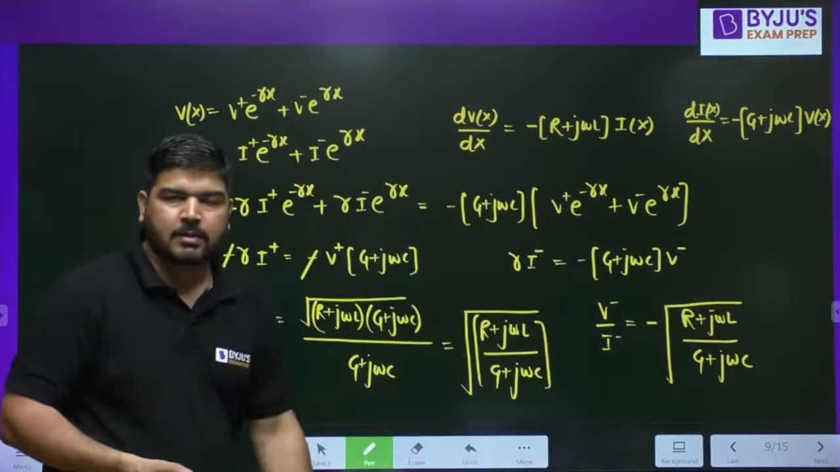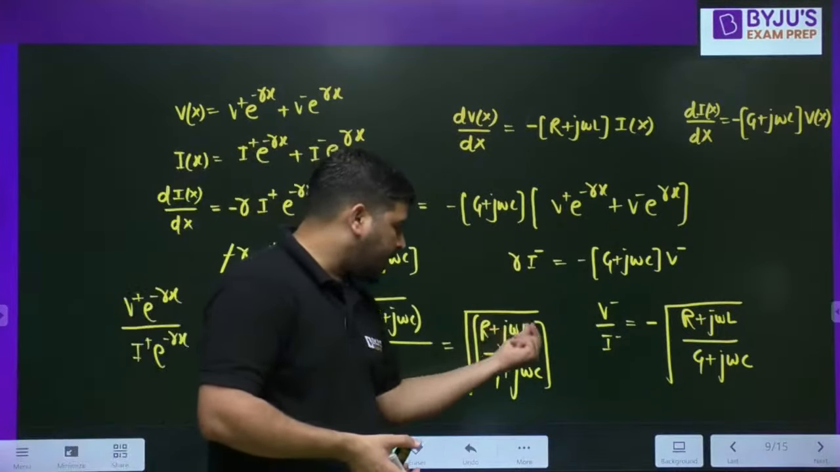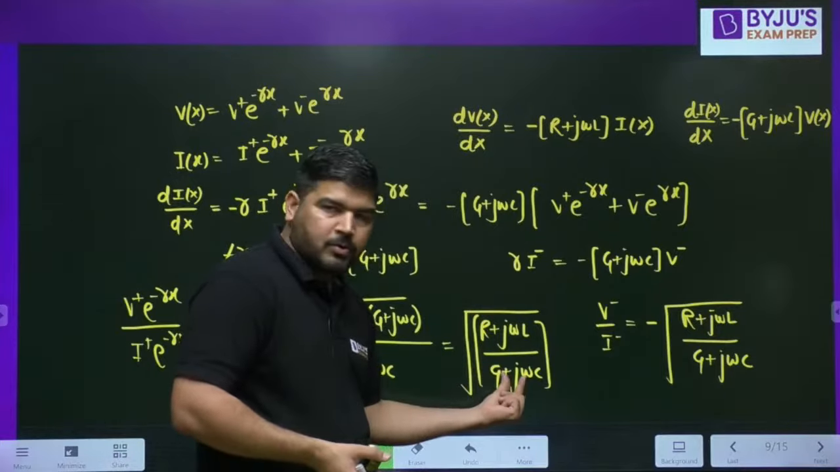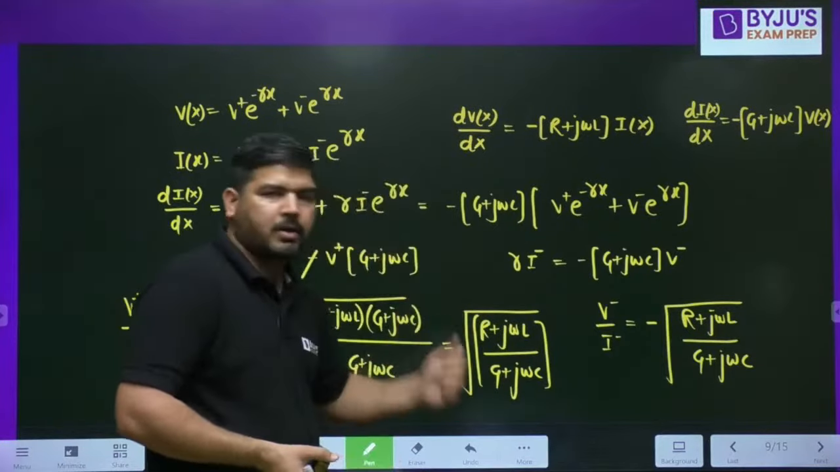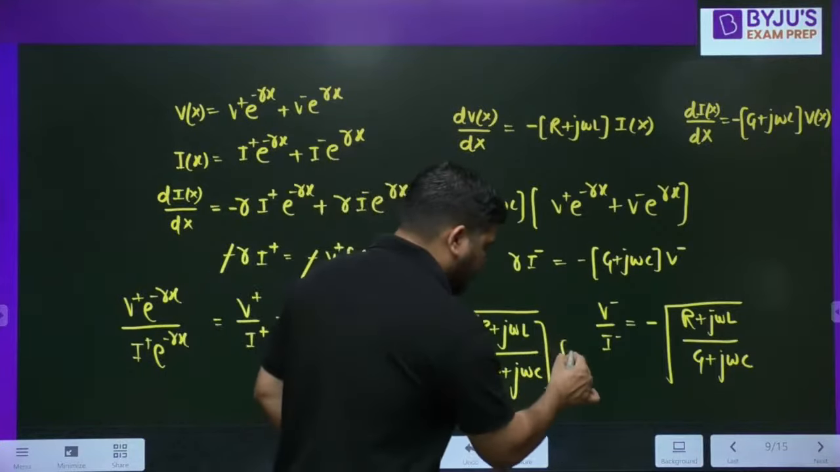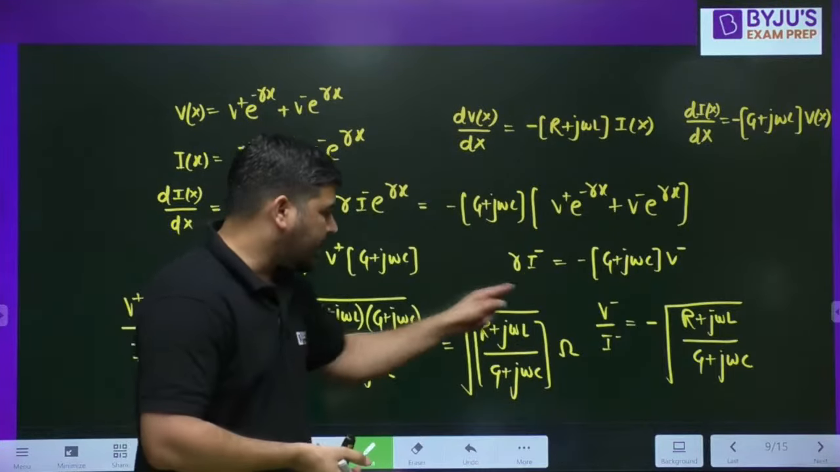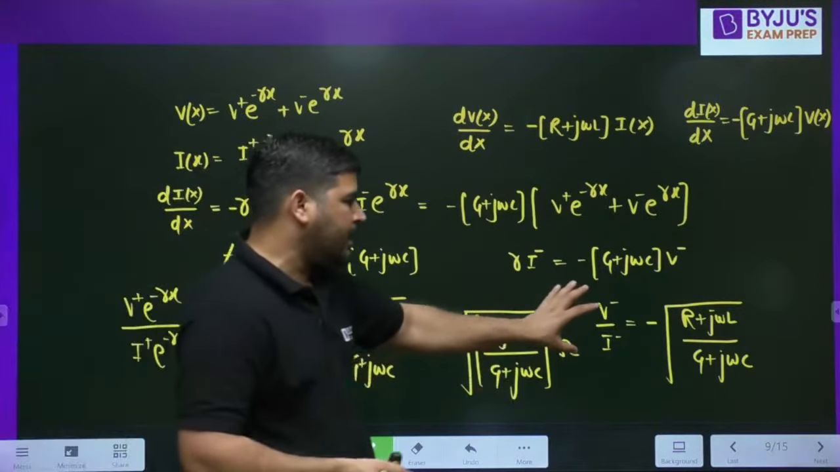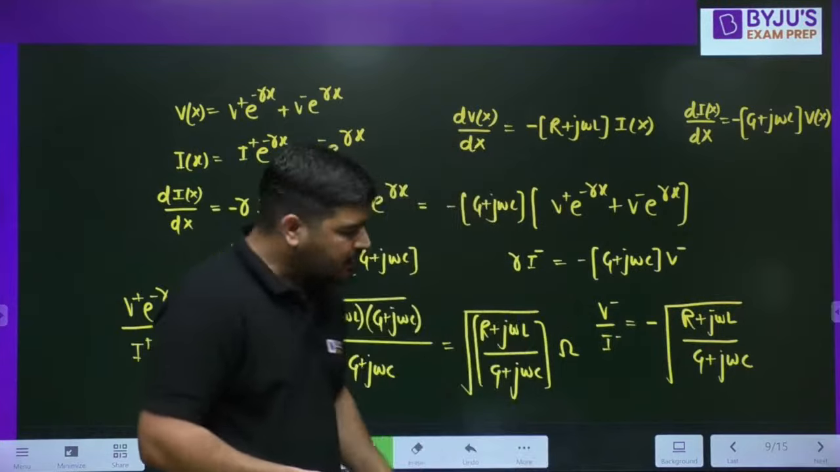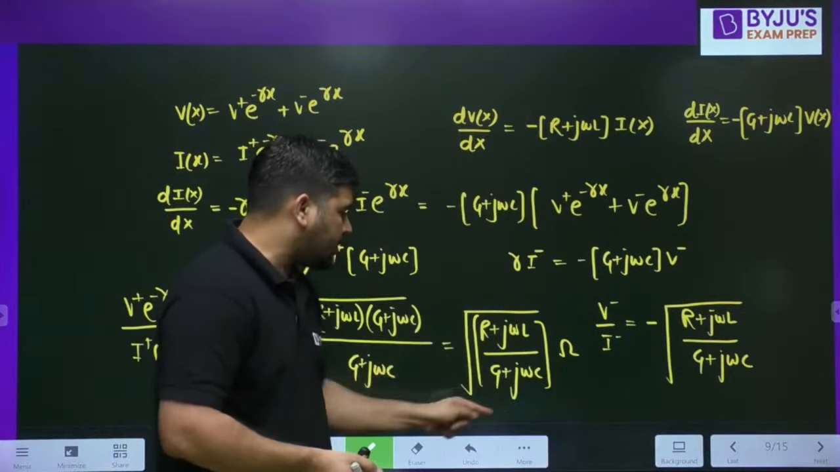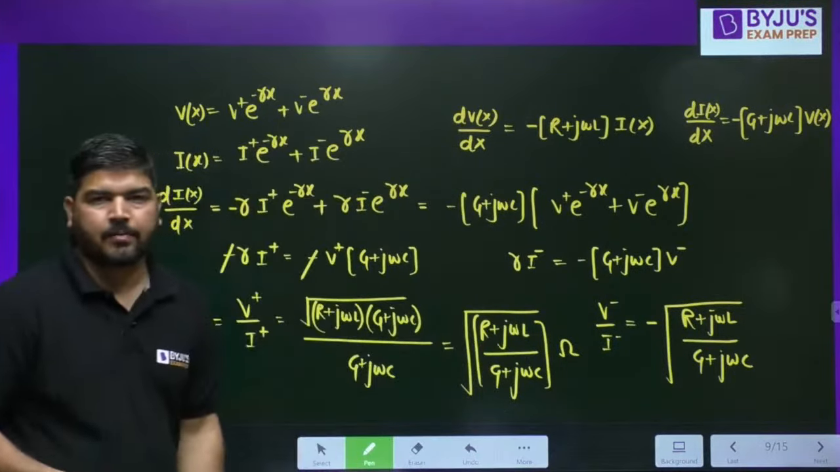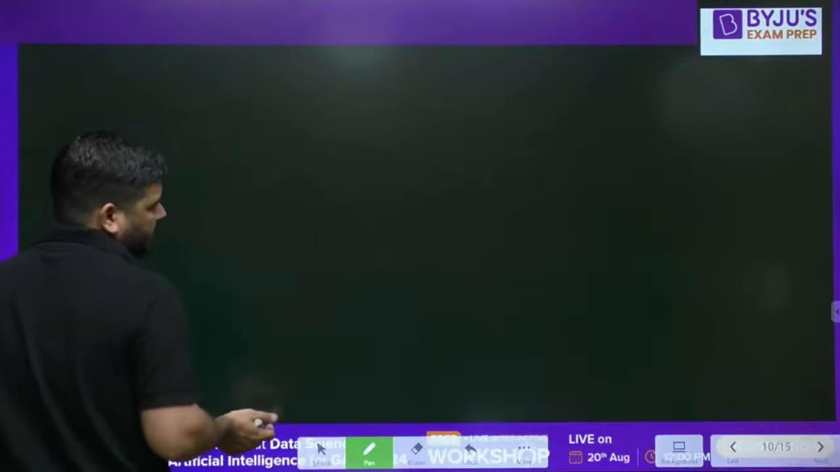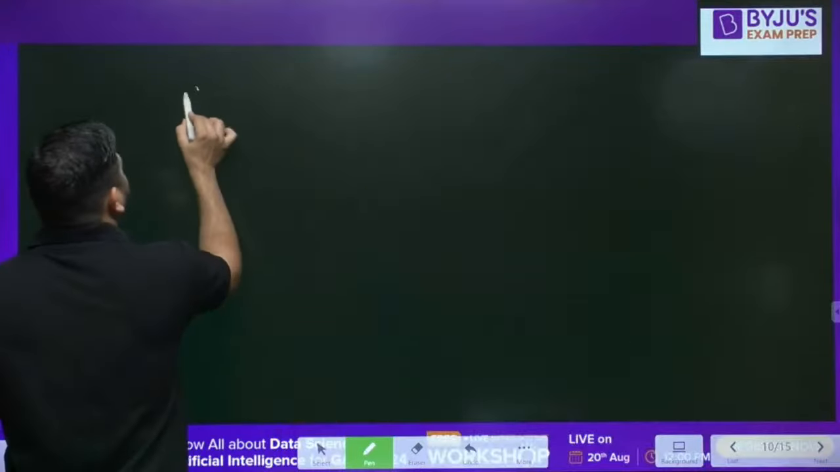Why am I calling it impedance? Because you can see that R + jωL is in ohm, and G + jωC is in mho. So it is ohm divided by 1 by ohm, so it will become ohm squared, and take the root, you will get the unit as ohm. So this is an impedance. Okay. So the impedance seen by the forward traveling wave is this, and the impedance seen by the backward traveling wave is this. Now what is this quantity called? This quantity is called the characteristic impedance of the line. Okay, this is known as the characteristic impedance of the line, or sometimes you can call it the surge impedance. Okay, characteristic impedance.